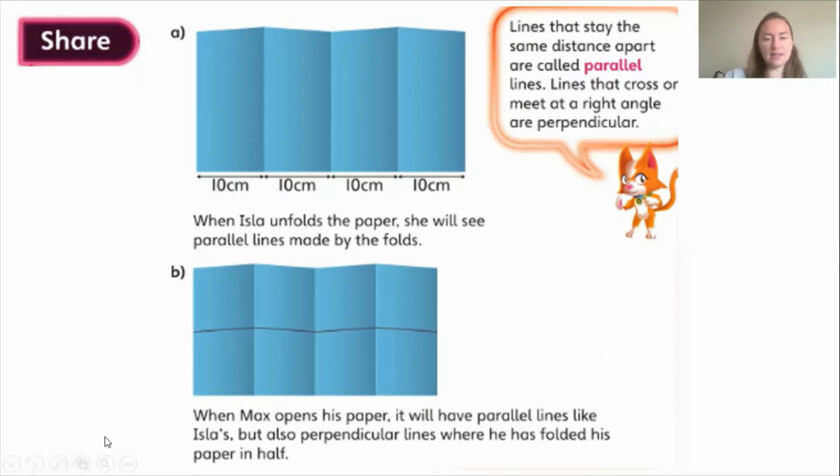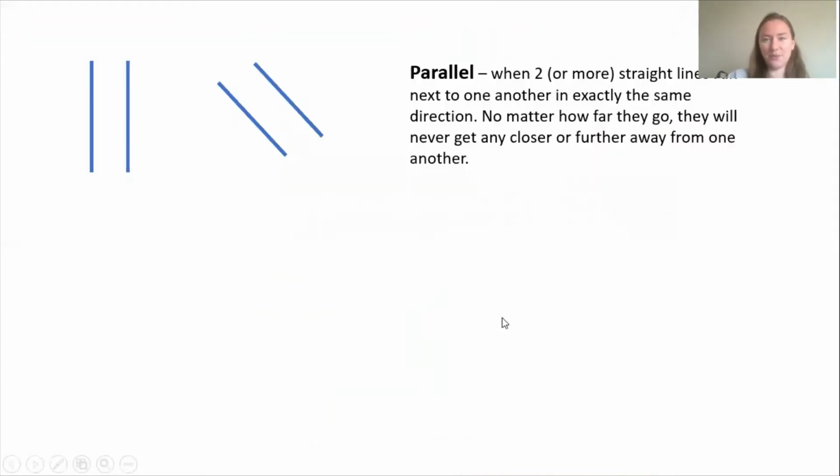Underneath, this is Max's paper here. He's got the same parallel lines as Isla, but he's also got another line here down the middle where he folded his concertina in half. So he has got parallel lines and some perpendicular lines. Let's have a look at those kinds of lines now.